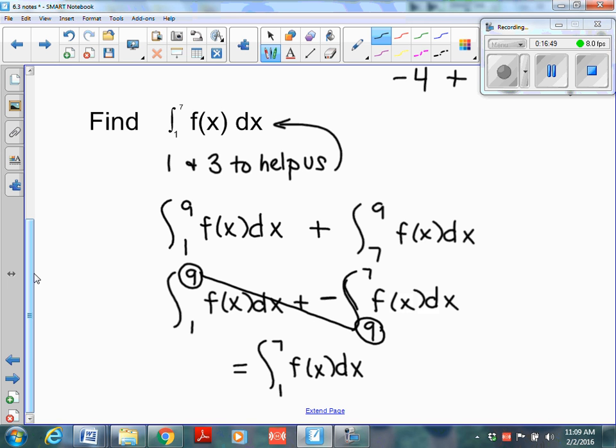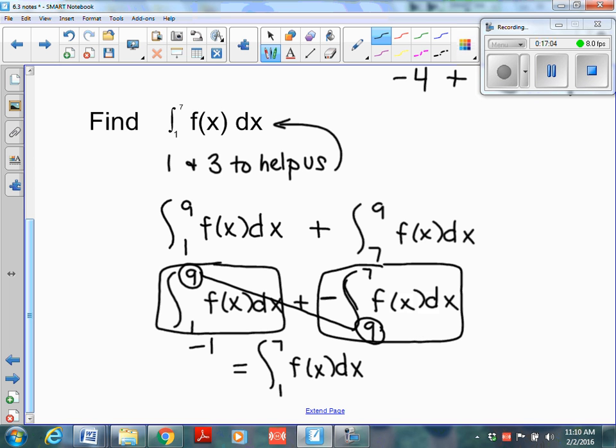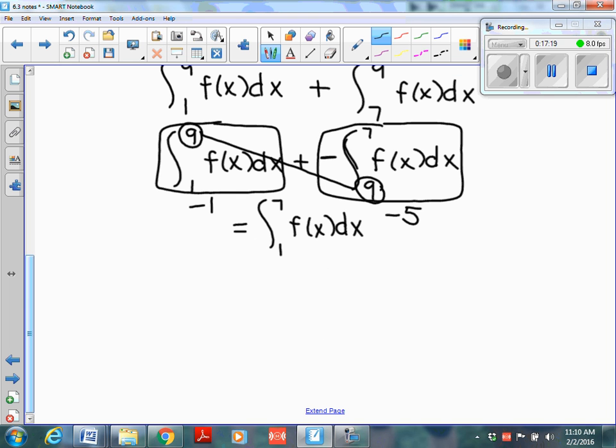And my final answer is, I'm not going to use this. I'm going to actually use this. And that boxed in area, what was that? I think it was, yeah, it was a -1. And then I'm going to use this. If you go look up there, I have 7 to 9. I don't have 9 to 7, but my 7 to 9 up there was 5. So that makes that boxed in area a -5. And when you add the two together, you're going to make a -6.